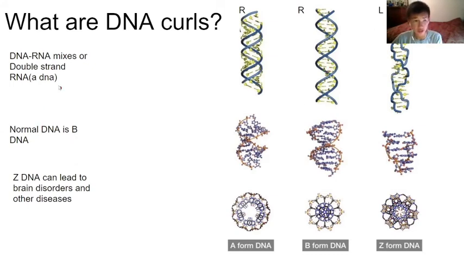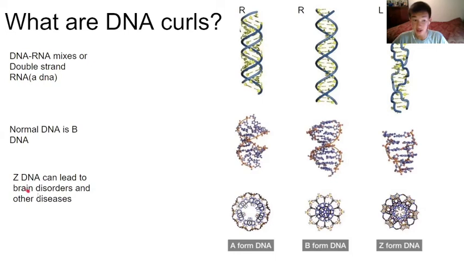So aDNA here is like a mix. We can talk about this later, but DNA and RNA can sometimes mix a little bit, forming double-stranded RNA, because we said how RNA is single-stranded. Sometimes those will join up and form a double strand. But the bDNA is normal DNA.